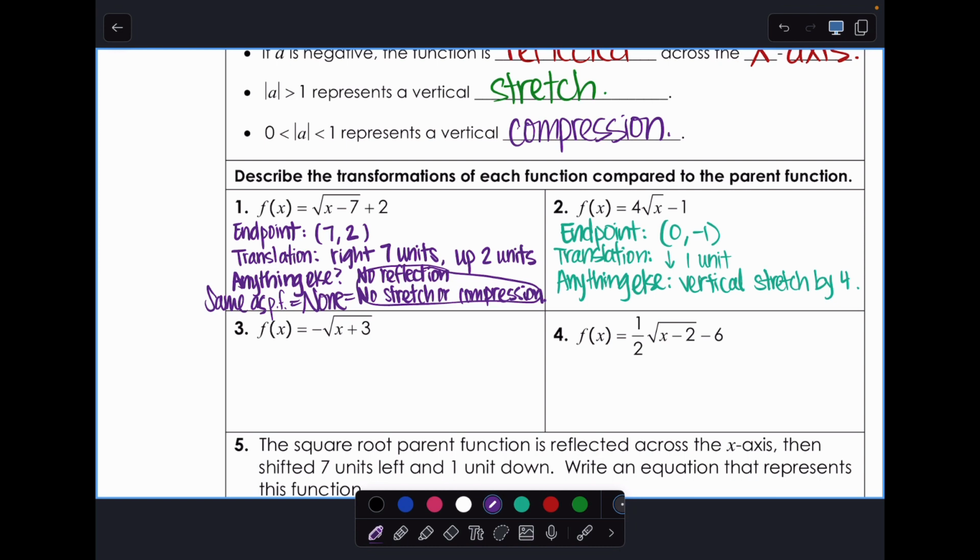All right, number 3. F of x equals negative square root of x plus 3. Where's the endpoint? Which one is it? Endpoint is at negative 3, 0. That's correct. Translation. Left 3 units. Any up or down? No.